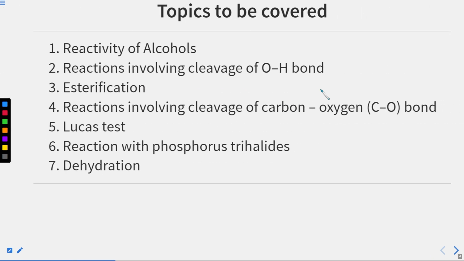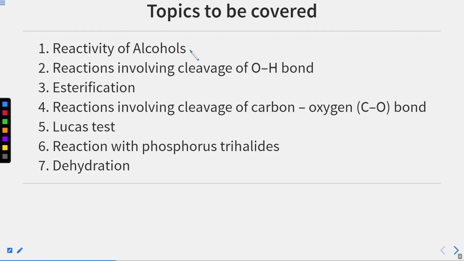For that, let us look at the topics. Basically, we will see what is the structural aspect of the alcohol that makes it reactive. Then we will see two types of reaction. The first reaction involves the cleavage of the OH bond, and the second involves the cleavage of the CO bond. Under each we will see various reactions. After that we will see the mechanism of hydration and dehydration. We will look at the mechanism of this particular reaction because it's important.